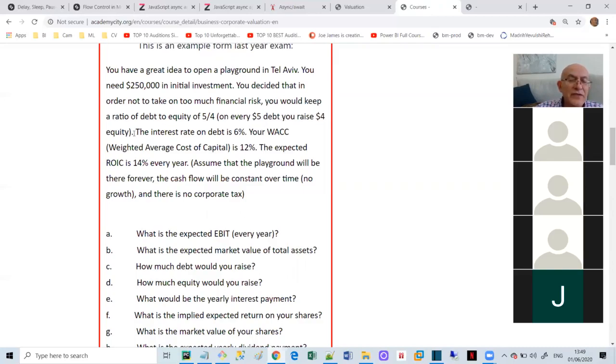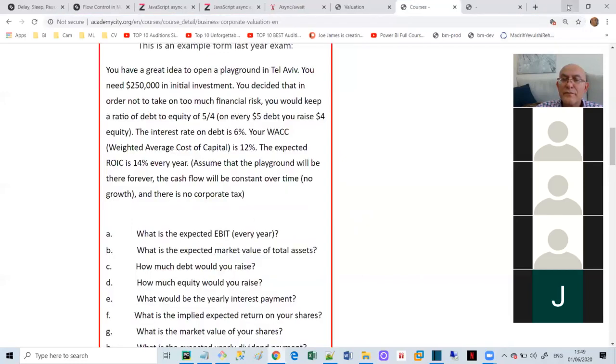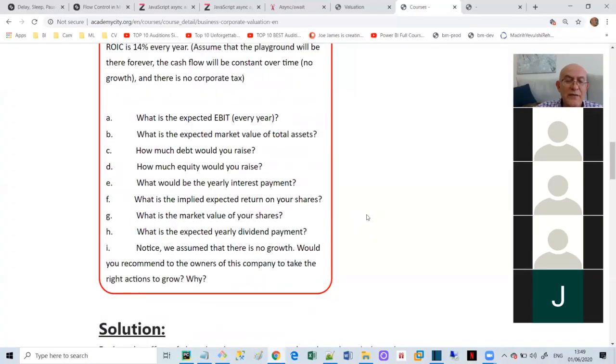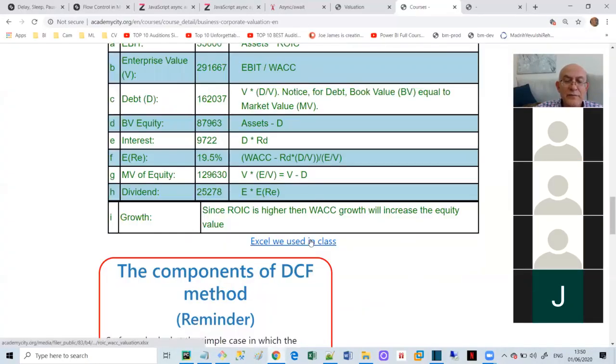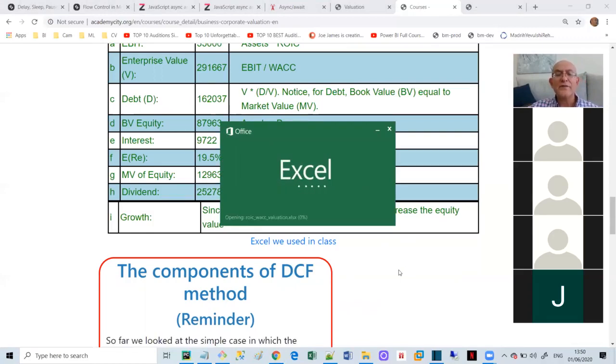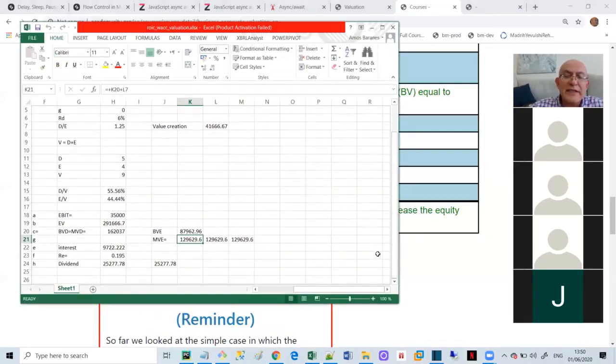Before I continue to read the question, let me open an Excel I prepared for you. In fact, it's already on the website. It's right down here. Just to clarify, what does it really mean that you're raising 5 to 4? So if you look at this Excel, what does it really mean, raising 5 to 4?